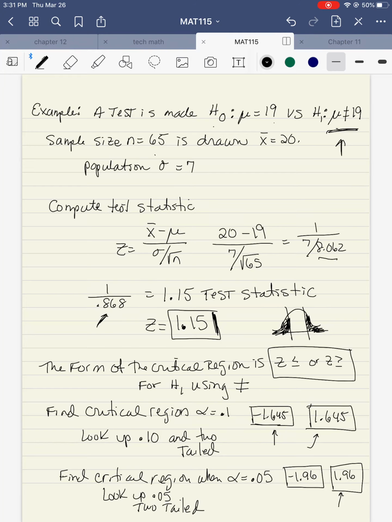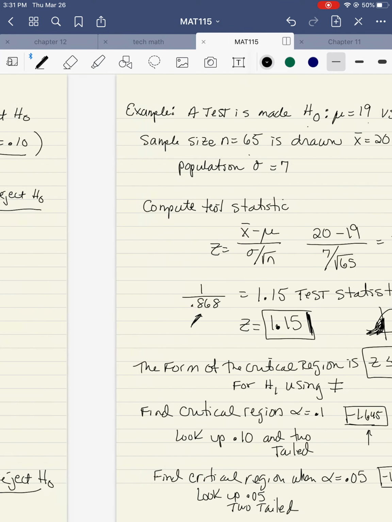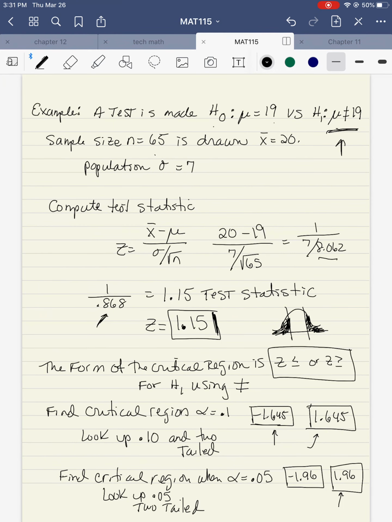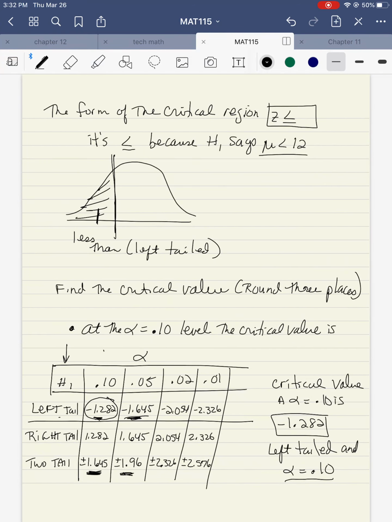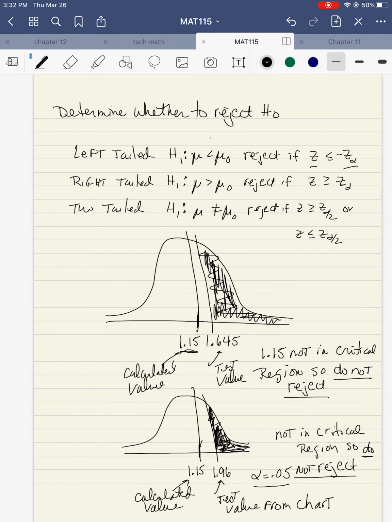Find the critical region for alpha is 0.1. When I look up 0.1 for a two-tailed test, it's plus or minus 1.645. So I put a minus 1.645 and a positive 1.645. Find the critical region when alpha is 0.05. Again, for two-tailed tests at 0.05, it's plus or minus 1.96. So it's a minus 1.96 or a positive 1.96.